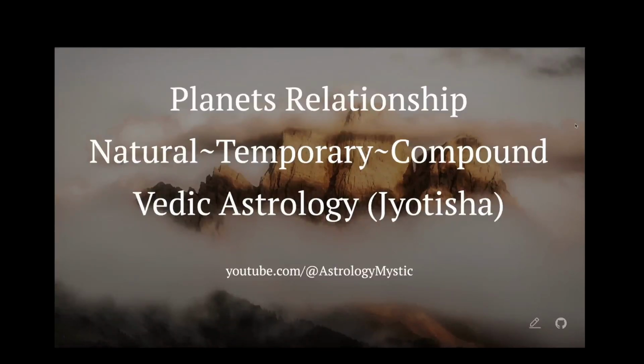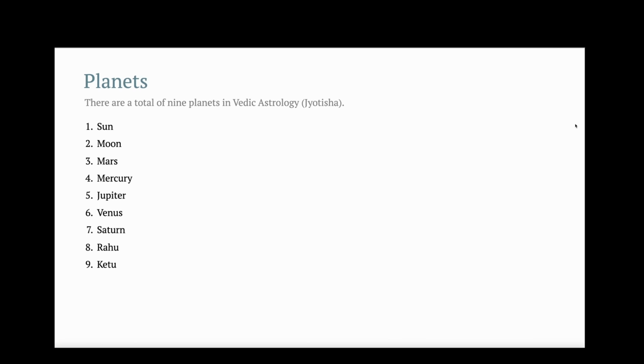Hello friends, in this video we will discuss the different relationships among planets. They are natural relationship, temporary relationship and compound relationship. Those relationships about the planets are mentioned in the Vedic Astrology text, mainly in Brihat Parasara Hora Shastra. So let's get started. First of all, these are the 9 planets.